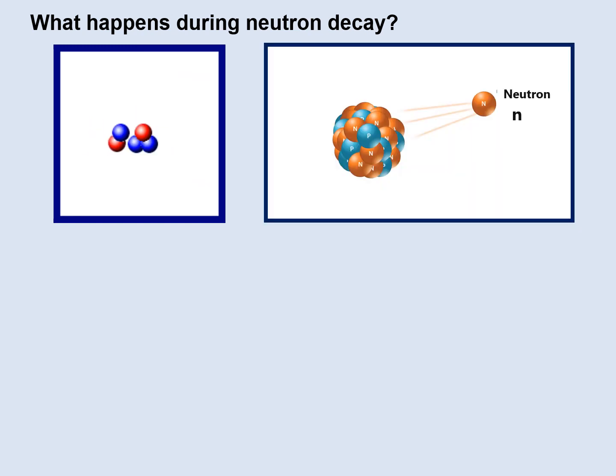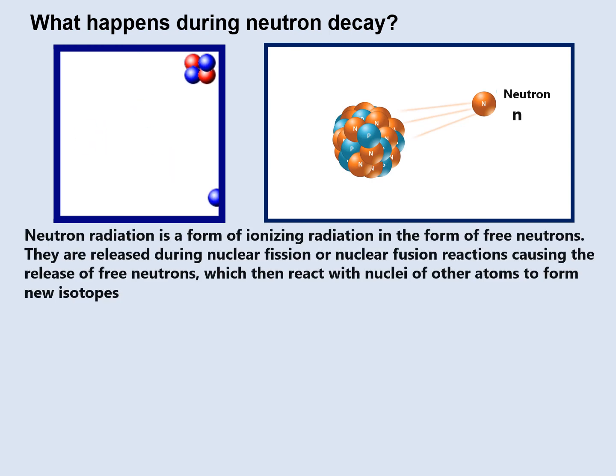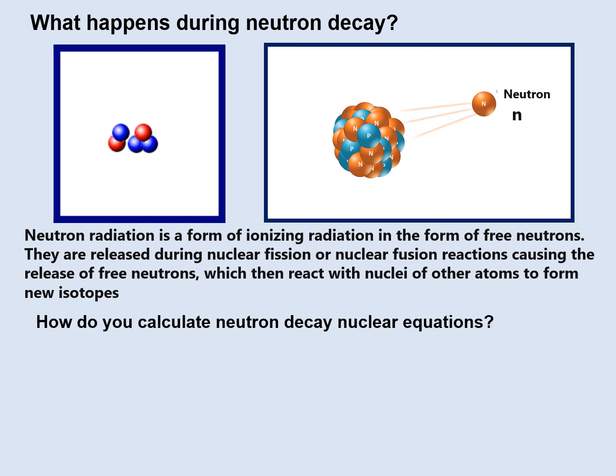So clearly, neutron decay involves the emission of a neutron from an unstable nucleus. Now, we largely associate that with processes of nuclear fission and fusion. We'll not go into that one in this lesson. Again, neutrons are highly ionizing. I'm not going to tell you why. You might want to find that one out for yourself. Answers on a postcard, please. So how do we calculate neutron decay from nuclear equations?